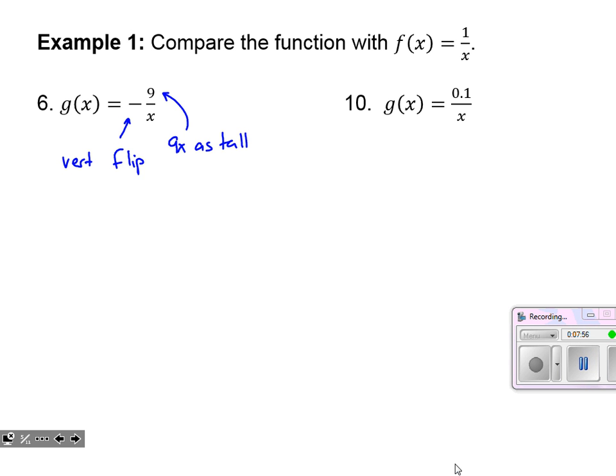All right, for number 10, that 0.1 in the top as a fraction, that would be 1/10. So my a value is a number smaller than 1. That tells me it's 1/10 as tall. And that's the only thing that's being changed about that rational function. Okay, so that's the first type of problem we're going to encounter, just simply comparing graphs.